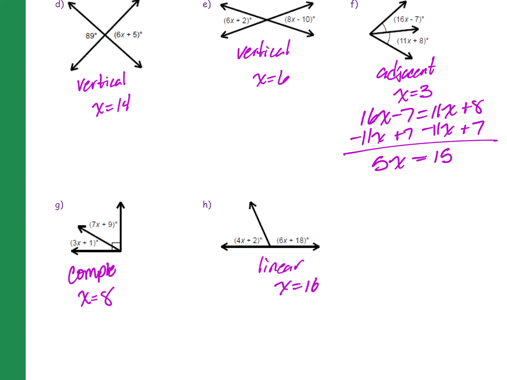Oh, and then I got that wrong. Yeah, he did that part wrong. He added 11x to 6x instead of subtracting it. But E, I got 6 the same way: 6x plus 2 equals 8x minus 10. So I subtracted 6x and added 10.